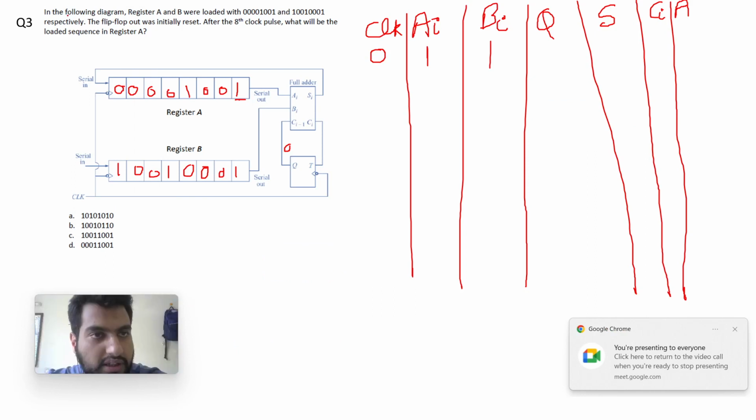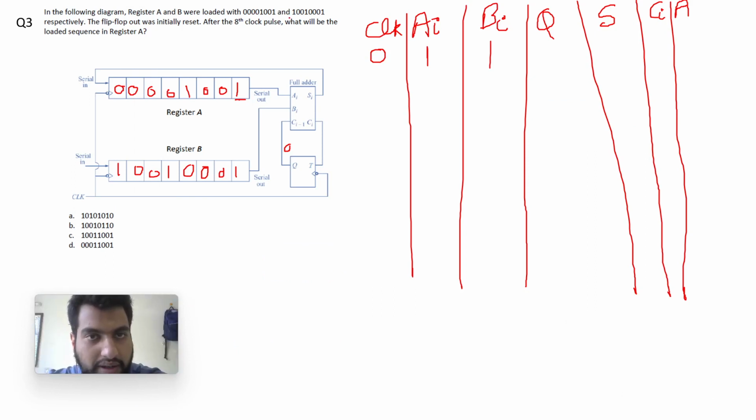So we have this question: in the following diagram, register A and B were loaded with 00010001 and 10001 respectively. So I have just loaded them, and the flip-flop was initially reset. This T flip-flop was initially reset, that means Q equal to 0. And after the 8th clock pulse, what will be the loaded sequence in register A? So here we have this full adder. AI is coming from the serial output of register A, BI is the serial output of register B, and Ci-1 is the output of the T flip-flop, and then the sum goes back to the serial input of register A, and the carry goes to the input of the T flip-flop.